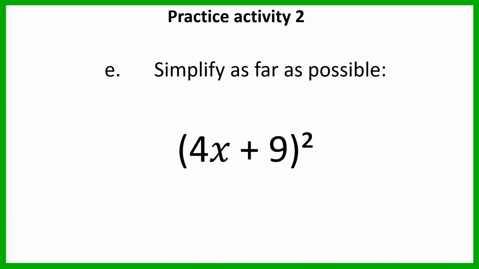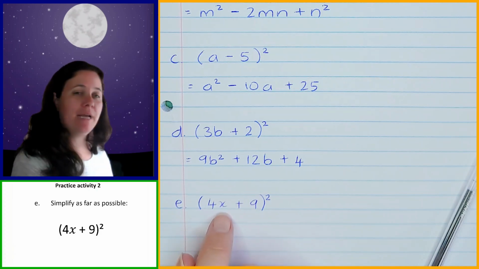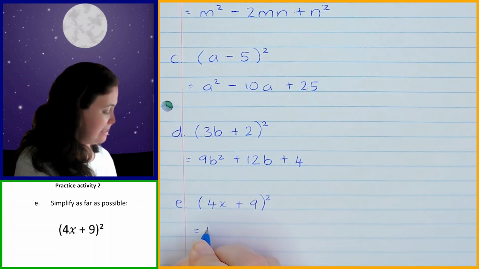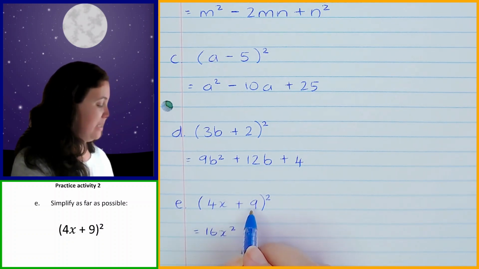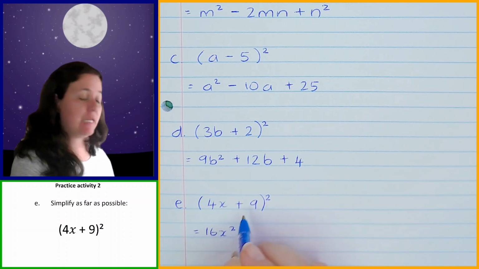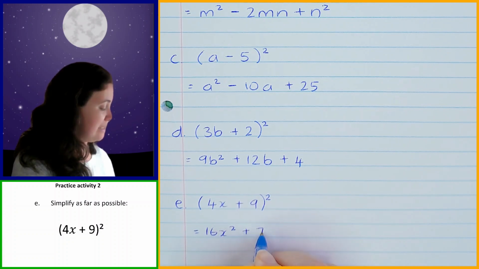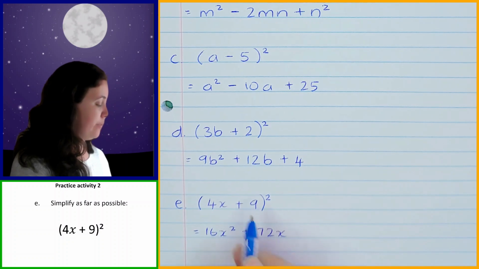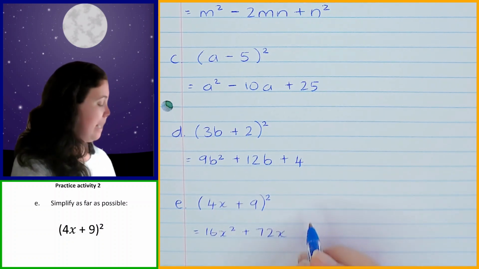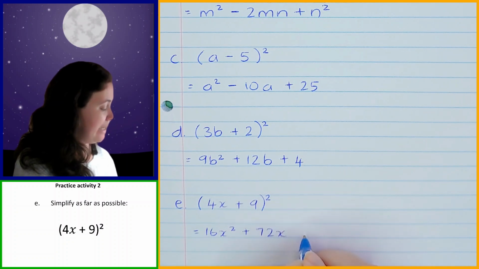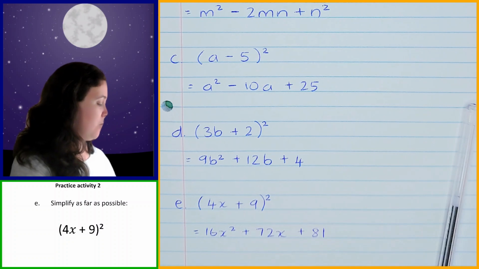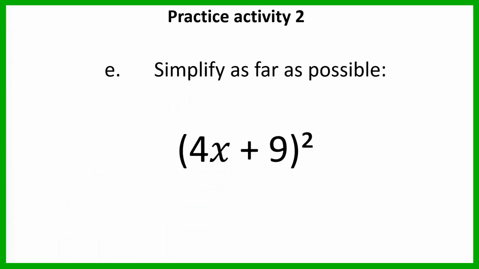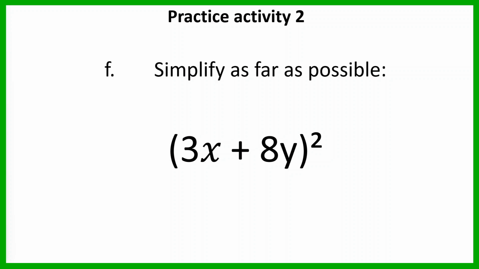Okay, so let's go through that question. Here we've got 4x that we need to square. That gives us 16x squared. Then we need to multiply the 4x and the 9 together. That gives me 36x, and then I need to double that, giving me 72. So it's going to be plus 72x, positive because 4x times positive 9 is positive. And then I'm going to square my 9. That gives me plus 81. So that's what you should have got for question E. Right, now we're going to go on to question F. Here we've got 3x plus 8y in brackets squared. I'll give you 30 seconds for this one as well.